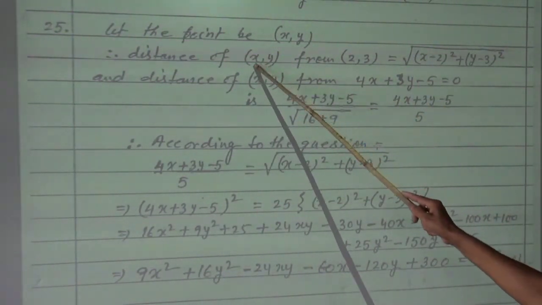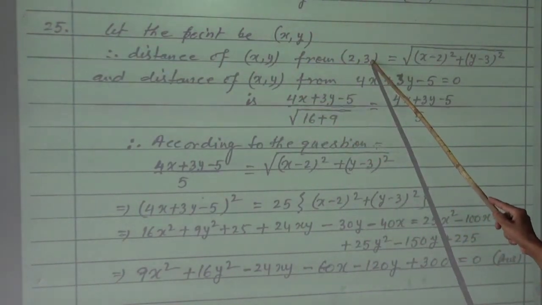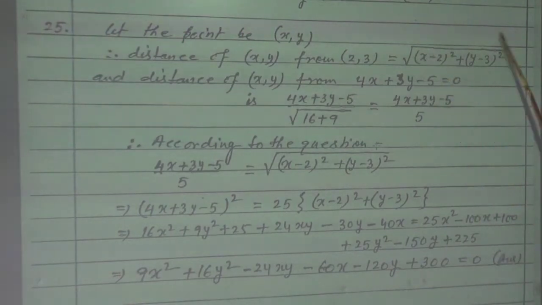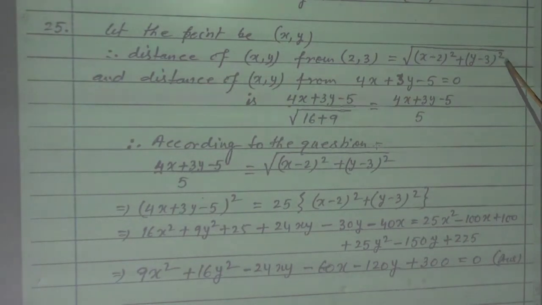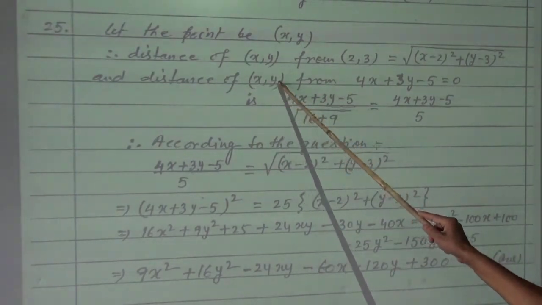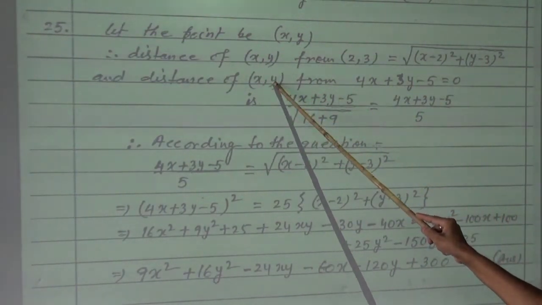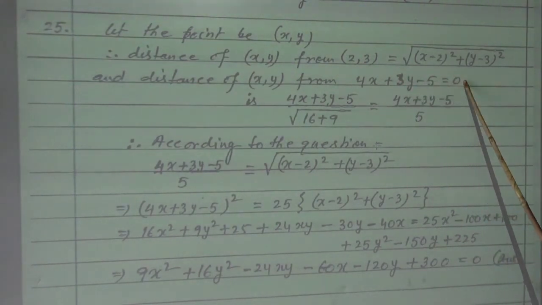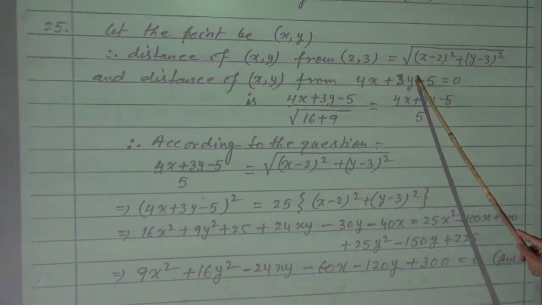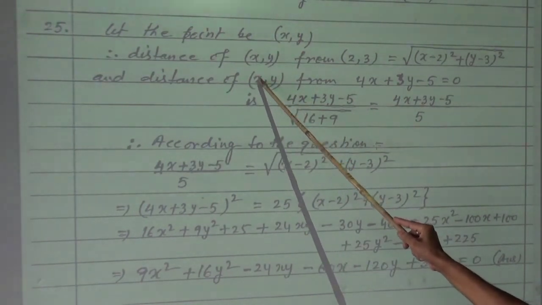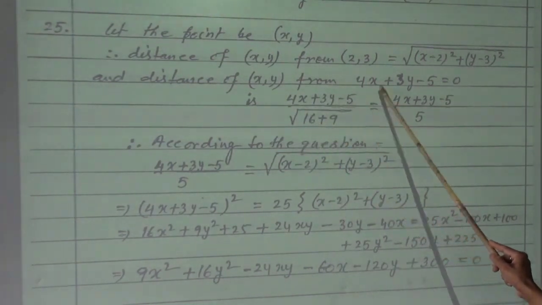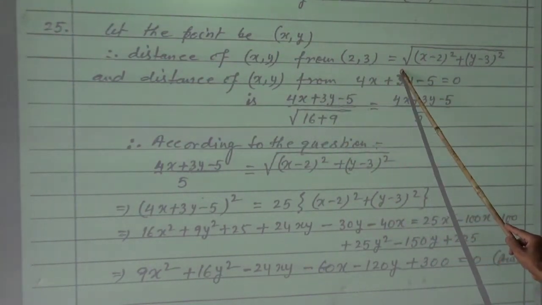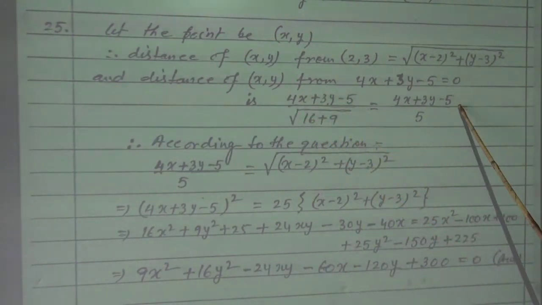First of all, the distance between x y and this point, the distance between 2 points, the formula is under root (x1 minus x2) whole square plus (y1 minus y2) whole square. I have used the formula and got the distance. Now the distance of this point from this line: the distance of alpha beta from the line ax plus by plus c equal to 0. What you have to do is replace x and y by alpha and beta. Here alpha and beta are x and y only, so it will remain the same. So 4x plus 3y minus 5 over under root a square plus b square. I have got this. By simplifying, I have got this.